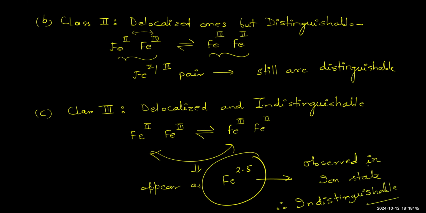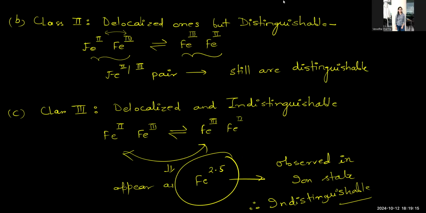This is clear that in the first scenario we saw that no exchange is going to happen, and therefore they are localized and distinguishable. Second, even if the exchange is happening, still they are distinguishable. And third is they are delocalizing. That means there is an exchange of electron, but both of them appear as iron 2.5, an average of the both, and hence become indistinguishable. I hope this is clear. Okay.